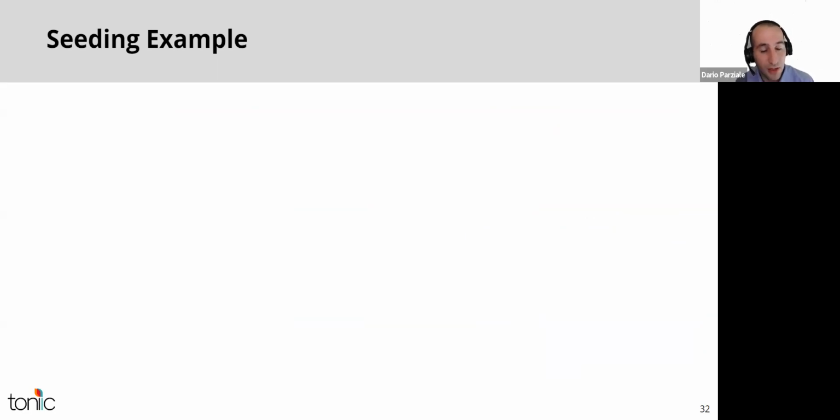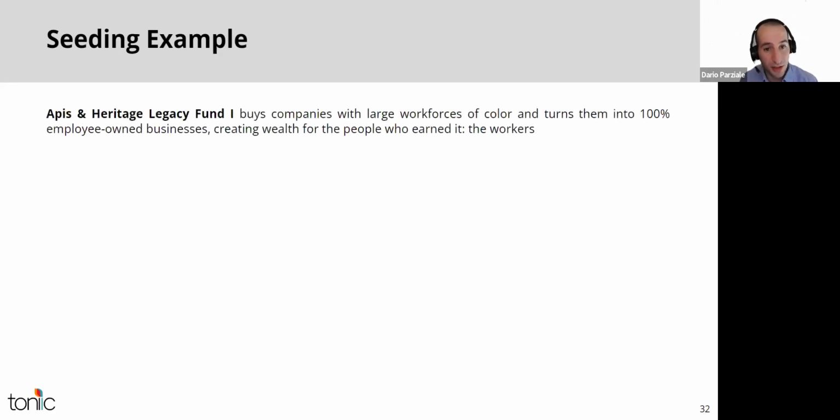At the fund level, examples can include investing in funds pursuing innovative strategies, or the first fund from a first-time fund manager that is transcending historical and structural exclusion. An example of it is APIS and Heritage Legacy Fund 1. The fund uses the employee-led buyout model to buy out companies with a large workforce of color in the United States, and then turns them into 100% employee-owned businesses in about 5 years.